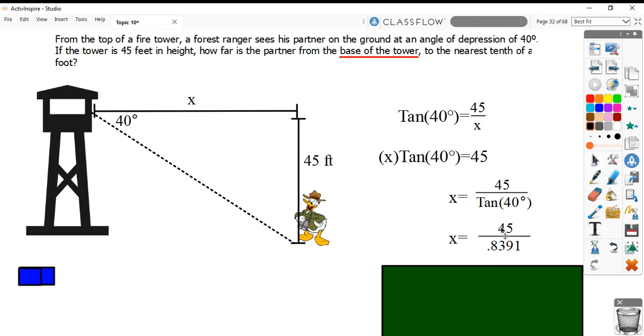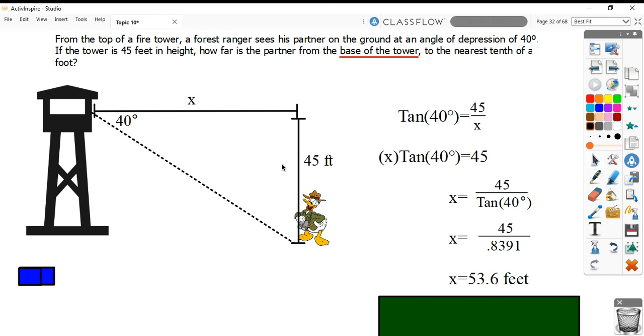You can punch that into the calculator this way if you've got the trig functions. If you don't have the trig functions, you would type in this using the decimal that you got off the chart from your notes packet. And that's how we get this x, this lateral distance of 53.6 feet.